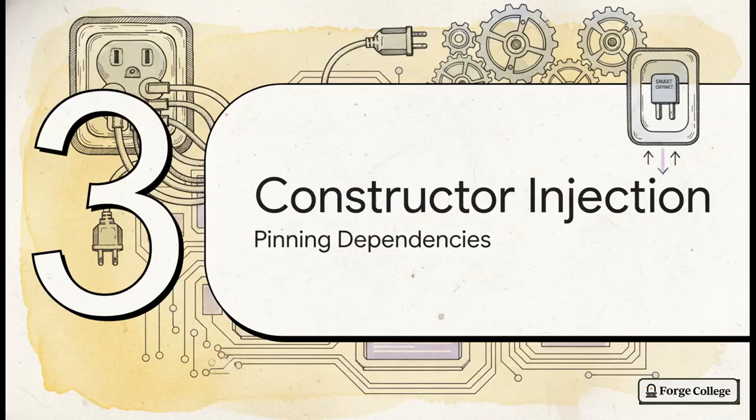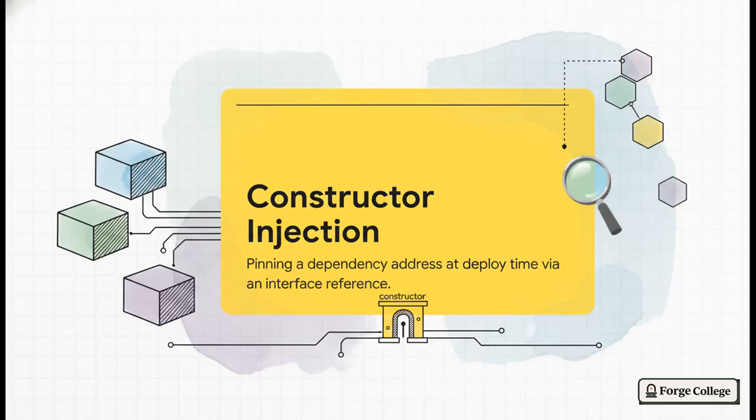Which brings us to Section 3, Constructor Injection and Pinning Dependencies. So how do we actually plug our modular appliances into these universal outlets in the real world? Well, constructor injection is a fancy academic-sounding term for what is honestly a beautifully elegant and straightforward solution. It simply means pinning a dependency address at deploy time by passing an interface reference right through the constructor.